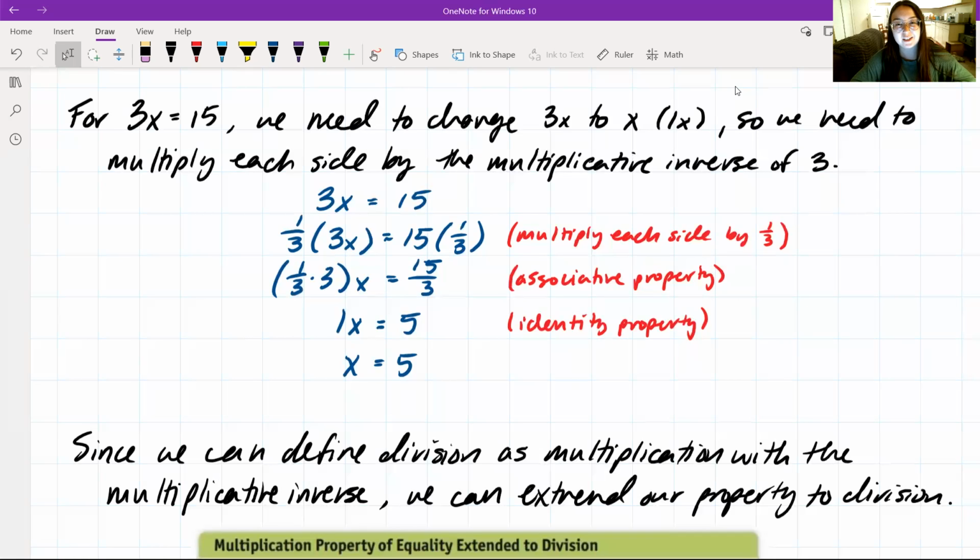When we want to check, we plug into our original equation, we get 3 times 5 is equal to 15, and 3 times 5 is 15. So we have 15 is equal to 15, and x equals 5 is our solution.